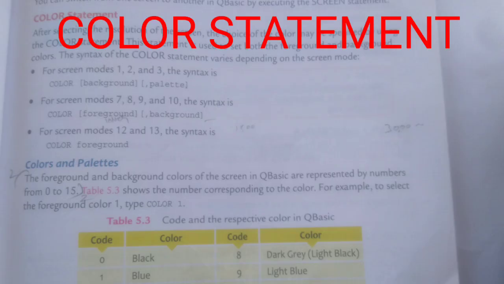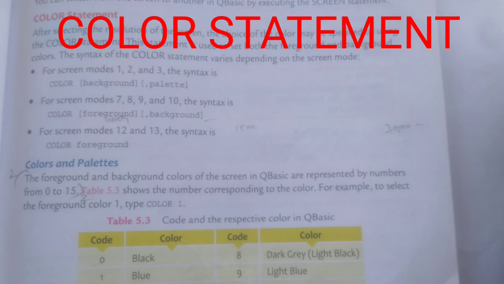And next, the color statement. After selecting the resolution of the screen, you select the screen colors, either the foreground or background colors. The syntax of the color statement varies depending upon the screen mode. For screen mode 1 to 3, the syntax is color, background color, and palette. For screen modes 7, 8, 9, and 10, the syntax is foreground and background color. And last, for screen modes 12 and 13, the syntax is color, foreground.